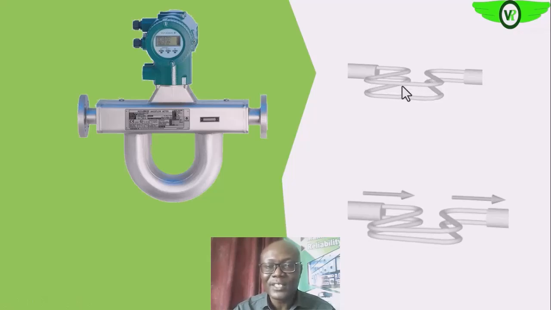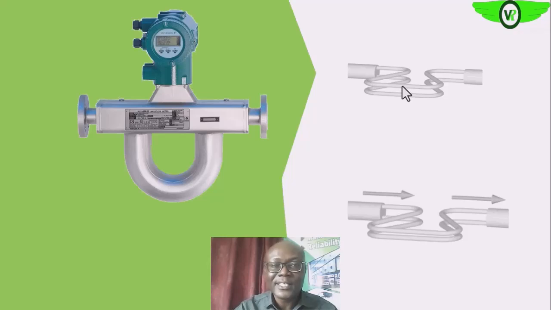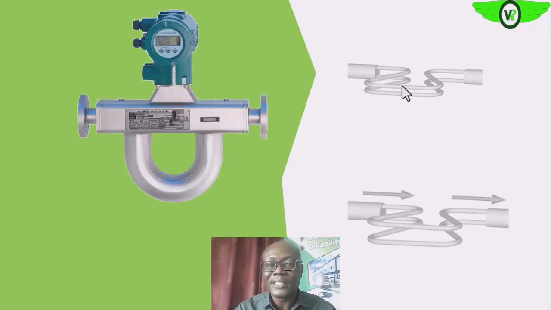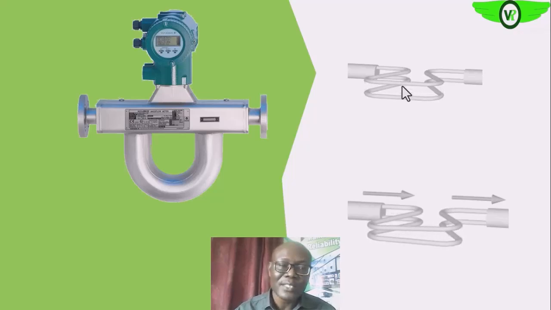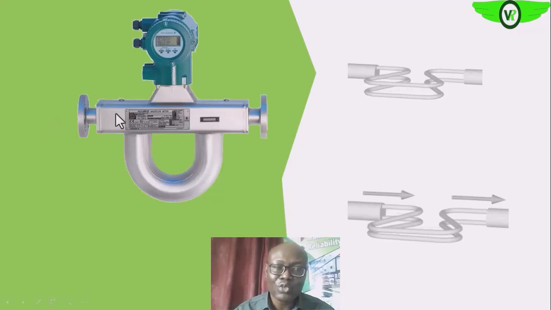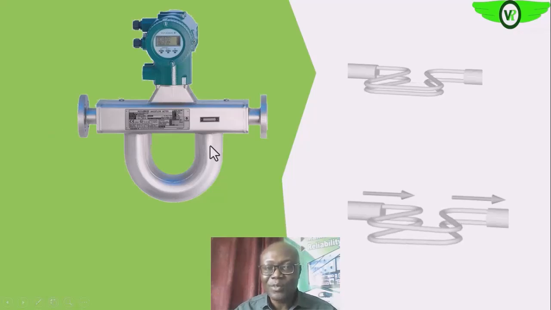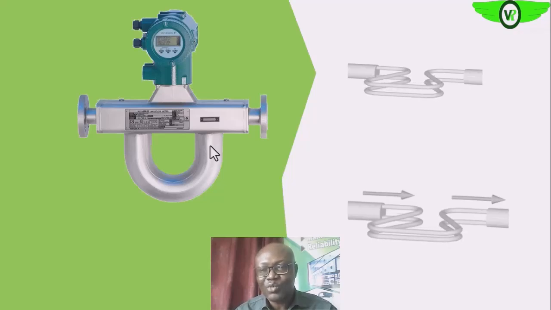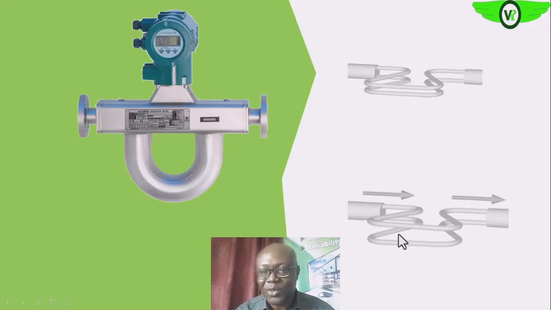So at this stage, as we will see later, the signal that will be picked up by the input sensor and the output sensor will be in phase. Then when we start the flow of fluid through the meter, the mass movement of the fluid through the tube will have that Coriolis effect, or twisting effect, on the tube, as you can see in this second diagram.